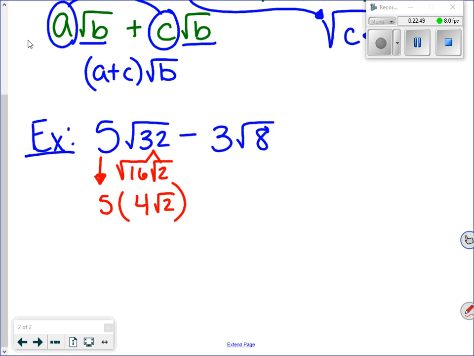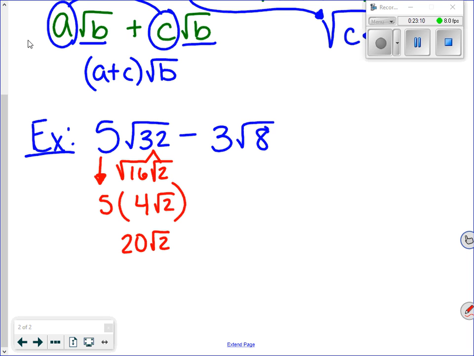What does it mean when you have a number beside a square root? It means multiply, right? So this is 5 times the square root of 32. So now it's 5 times 4 square roots of 2. What is 5 times 4 square roots of 2? 20 square roots of 2. You only multiply the numbers out front together, not underneath.